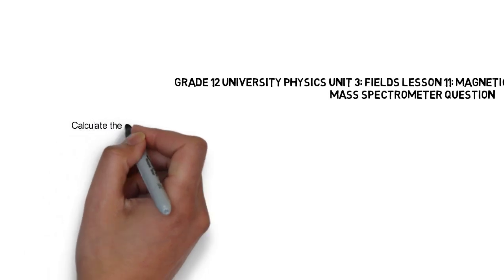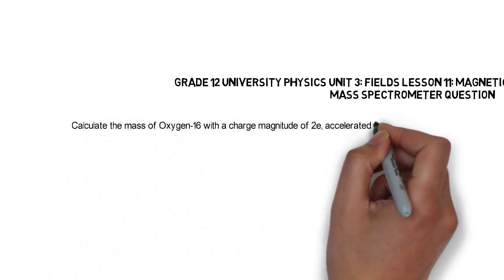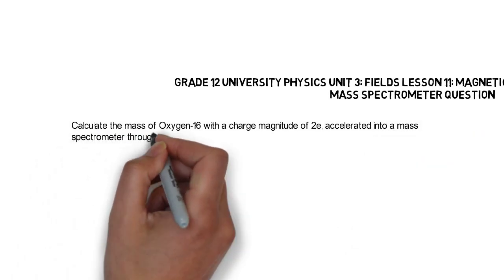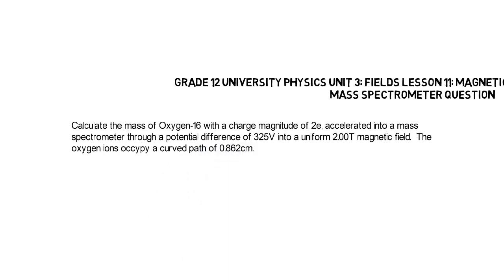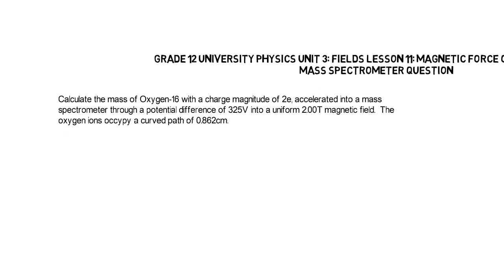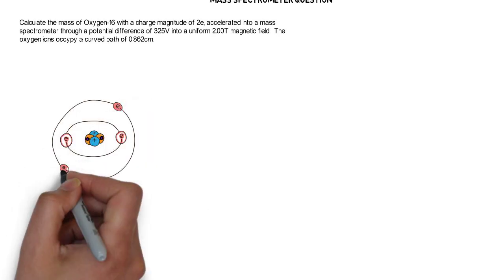So question: calculate the mass of oxygen-16 with a charge magnitude of 2e, accelerated into a mass spectrometer through a potential difference of 325 volts into a uniform 2 Tesla magnetic field. The oxygen ions occupy a curved path of 0.862 centimeters.